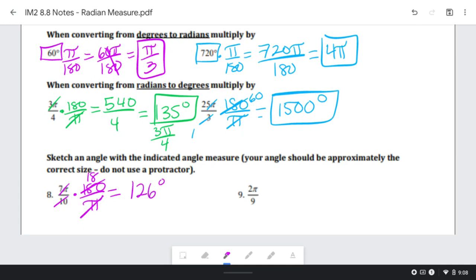So what does that mean? That means this full line is 180. This is 90 degrees. So 126 degrees would probably be a little closer to the 90 degrees than the 180. So it'd be like about here.